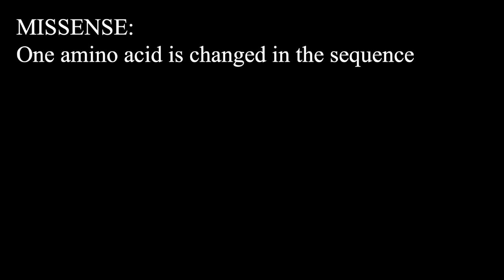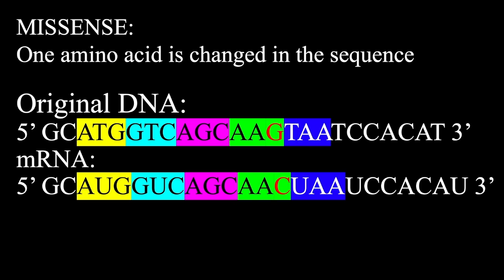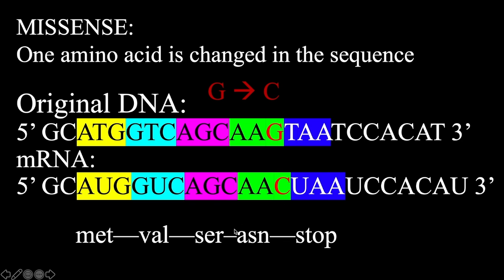A missense mutation is when a change in an amino acid sequence results in the coding of a different amino acid. For example, here, our G has turned into a C. This is called a transversion because our base changed from a purine to a pyrimidine. And we can see that our amino acid sequence has changed from lysine to asparagine. This is as if you took a wrong turn while driving and were unable to reach your final destination.